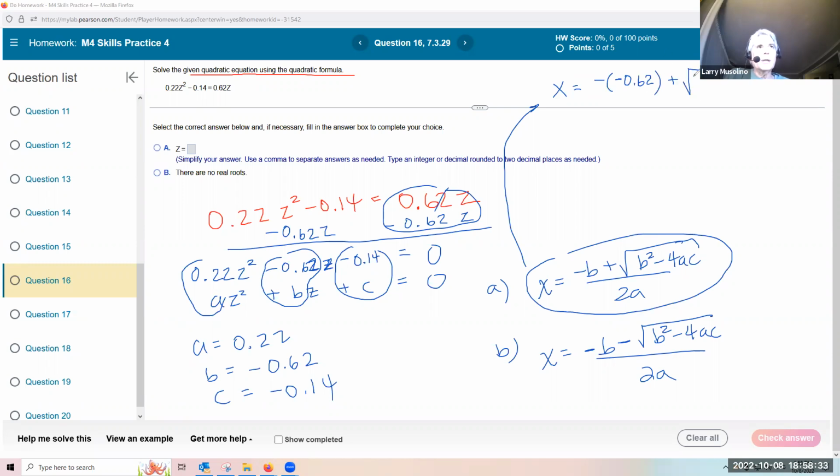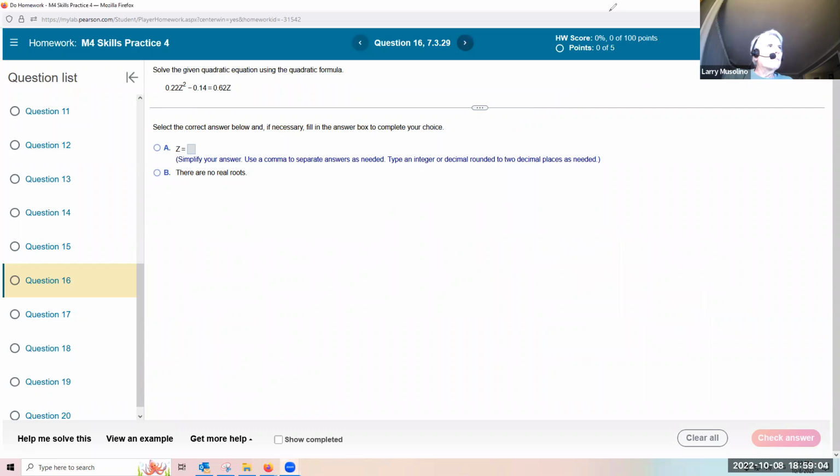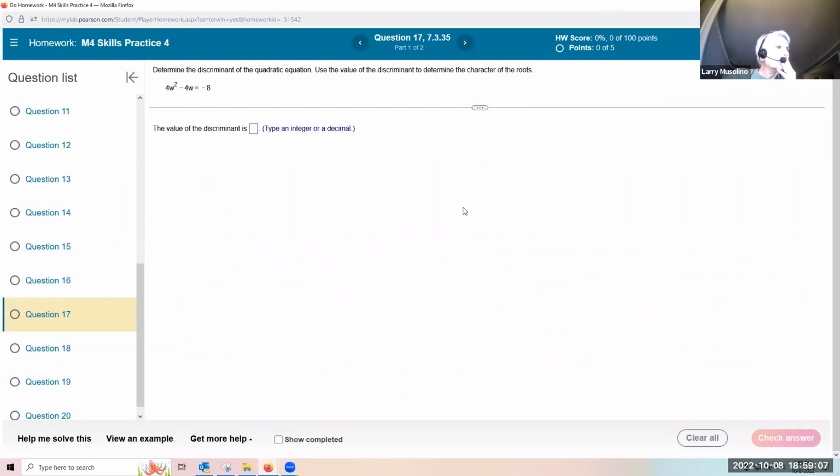Now we need b squared. Negative 0.62 squared, minus 4 times a. The a value here is 0.22, times c. The c is 0.14. All over 2 times a. That's 2 times 0.22. And of course, you can do this on your calculator. All right, folks, let's do one or two more.